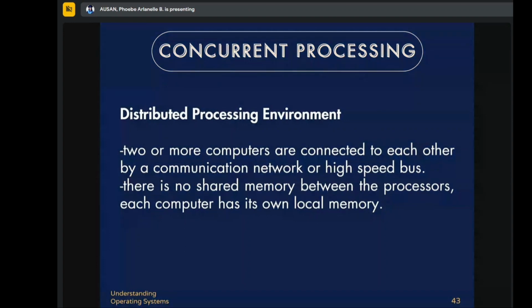Distributed processing environment. Two or more computers are connected to each other by a communication network or high-speed bus. There's no shared memory between the processors. Each computer has its own local memory. Hence, a distributed application consists of concurrent tasks which are distributed over the network and communicate via messages.